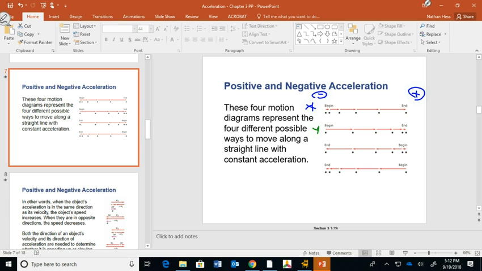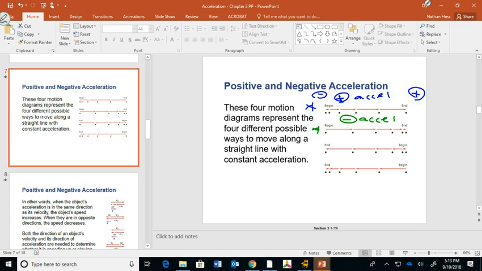For number 2 here, we have still positive velocity. We're still moving in the positive direction, but in this, so this would be negative acceleration. This would be a positive, well, let me put it in blue so it stays the same. This would be positive acceleration. But both of these have positive velocity. Why? Because they're moving in the positive direction.